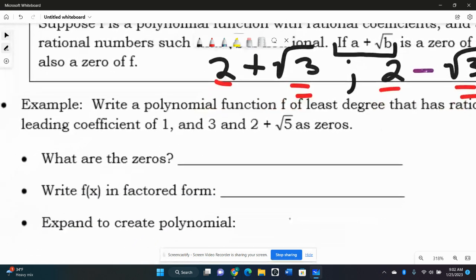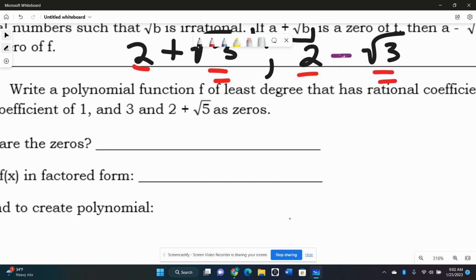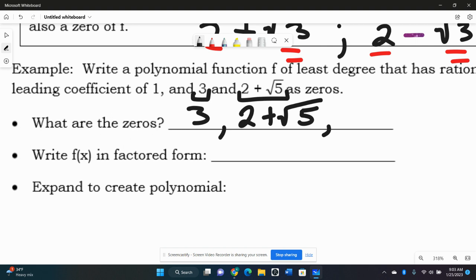zeros total. So for example, this says write a polynomial function f of least degree that has rational coefficients, a leading coefficient of 1, and 3 and 2 plus the square root of 5 as zeros. So what are the zeros? What do I tell you the zeros are? Well, 3 is a zero, so 3. I tell you 2 plus the square root of 5 is a zero. We have a 2 and a square root of 5. So what else is a zero? Well, the 2 and the square root of 5 in the same spot, but with a minus sign now.